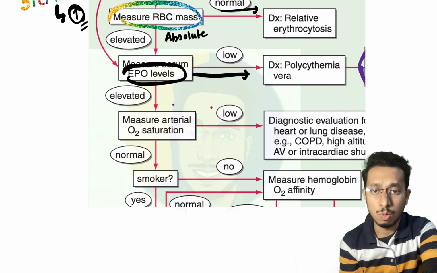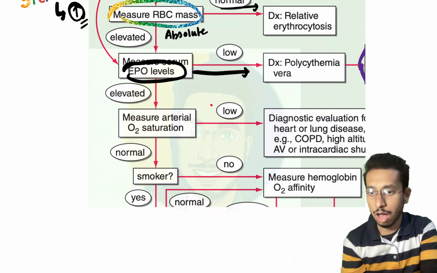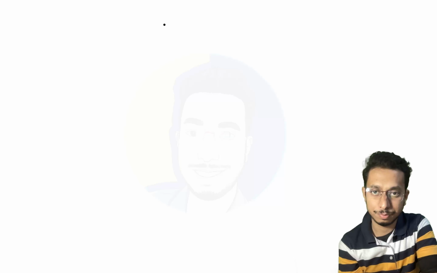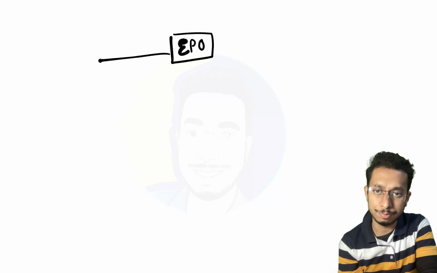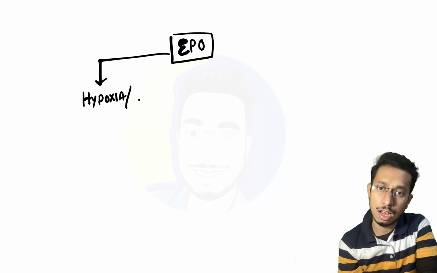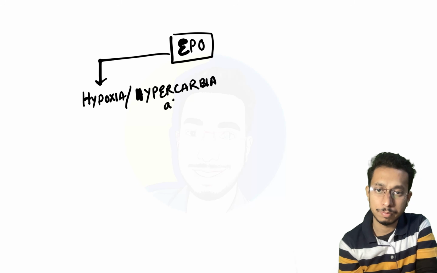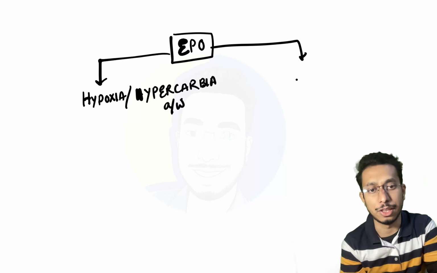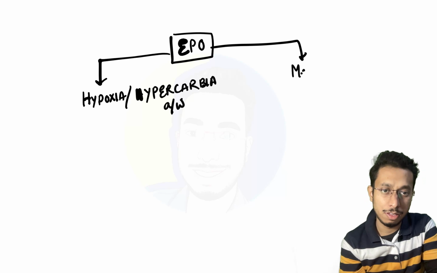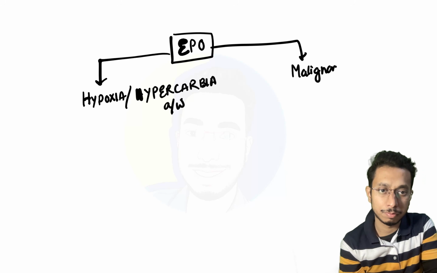Now, what are the causes of high erythropoietin? So high erythropoietin can be due to two reasons, either hypoxia or hypercarbia associated, or it can be due to some malignancy or mass that is leading to the secretion of erythropoietin. So malignancy or mass related. All right.